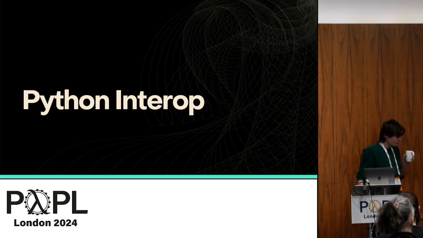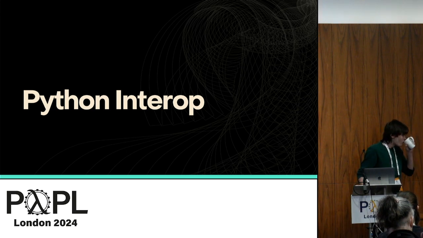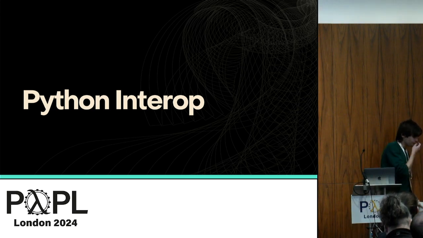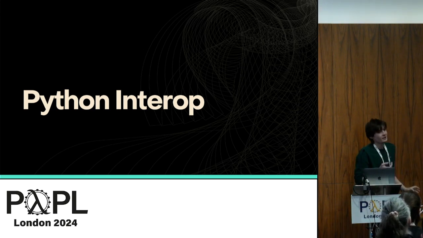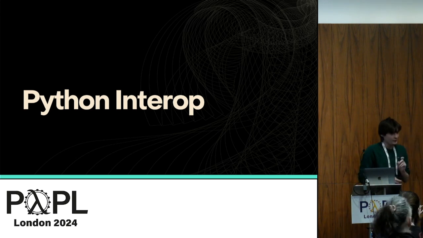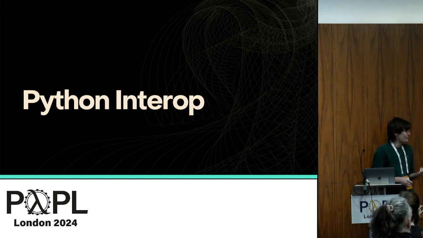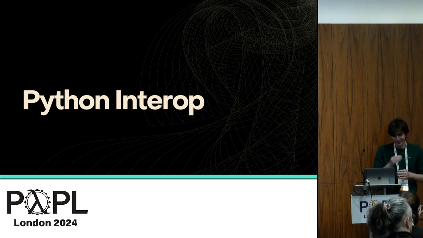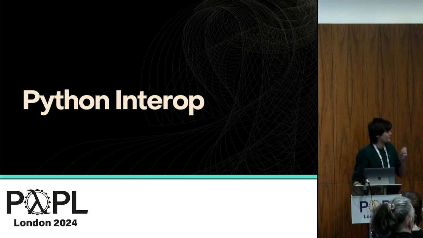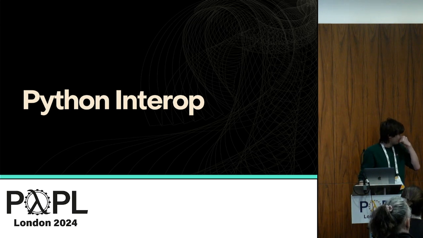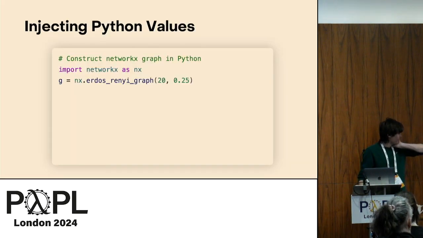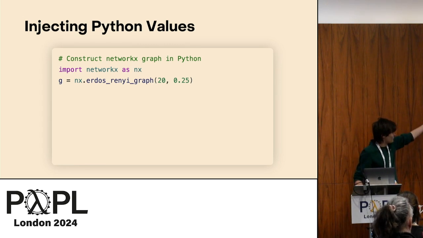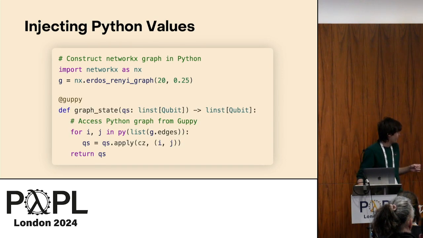One thing I teased at the start is that by virtue of being embedded into Python, we might have some possibility to interoperate, have some compatibility between these layers. And the way this works in Guppy is, let's say I'm in Python and I'm using NetworkX to construct some sort of graph. Then I can actually use this graph in my Guppy function.